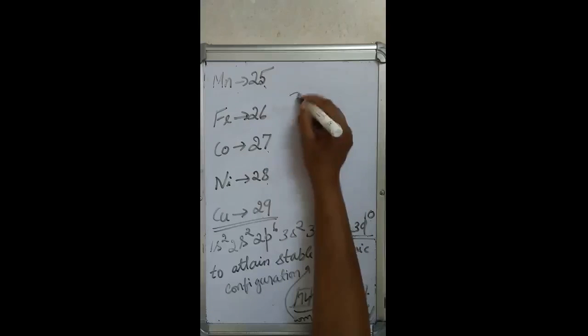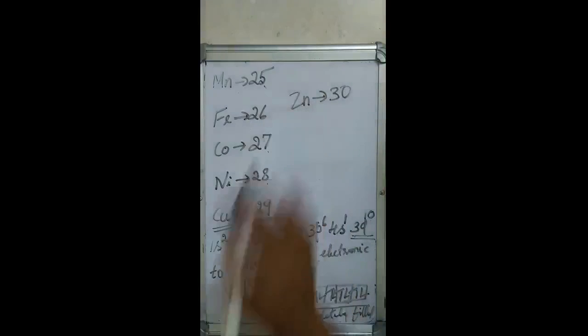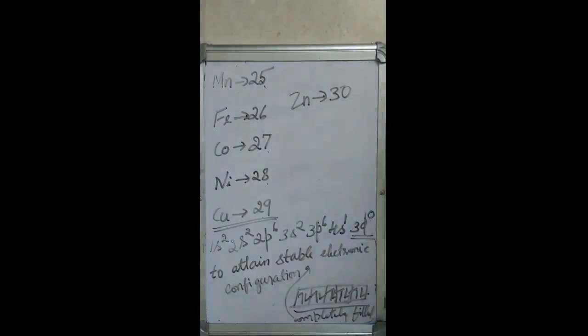Now the last one is zinc. It has atomic number 30. This also you have to write in your notebook and send it to me as homework. So I hope you understood the concept of electronic configuration.